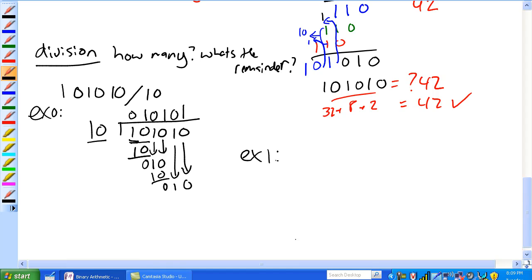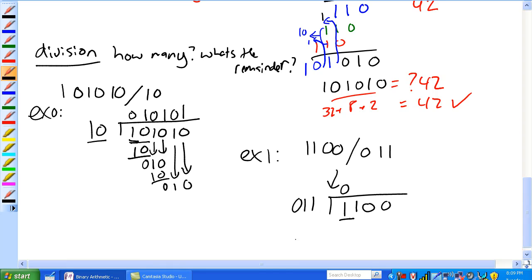Okay? So let's do 1100 divided by 011. Okay, so again, write it just like longhand division. 1100. How many times does 11 go into 1? 0 times. How many times does 11 go into 11? Once. The remainder is 0. How many times does it go into there? 0. 0. Okay? That's pretty simple.